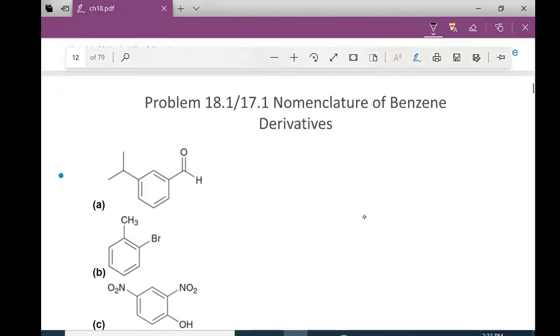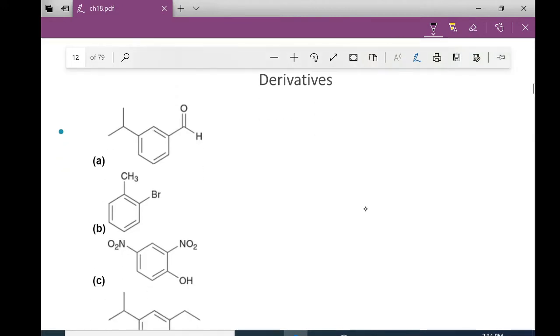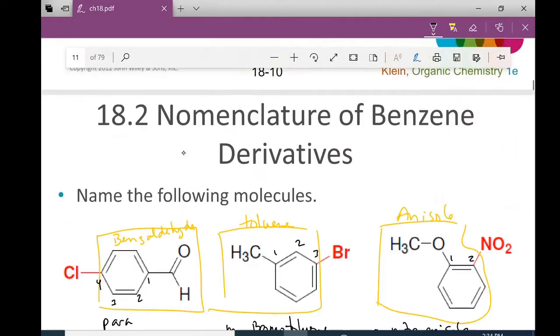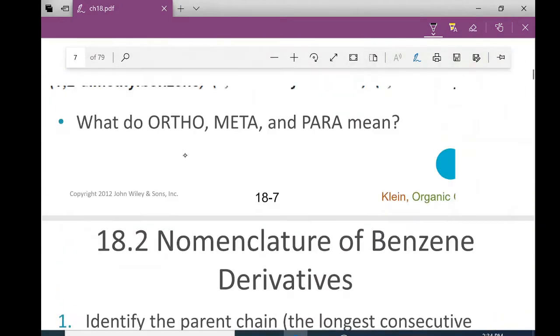Alright, now I have a whole bunch of ones to name here. I may not name all of them, but I'll pick out a few and we'll name them. So the first thing we're going to do is look for the parent. And this isn't necessarily finding the longest carbon chain here in these benzene derivatives. Remember, we want to find the parent that I asked you to memorize, one of those parents. So match it up with one of those parents that we had up here.